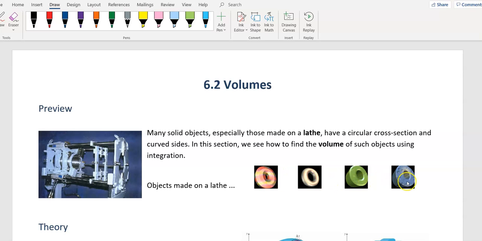Each of these are 3D shapes, and they are circular. If I were to cut them, you can definitely see the circle there. Some of them have wider centers or larger centers cut out than maybe this one on the left. But overall, it's a circular shape that we're trying to find the volume of.